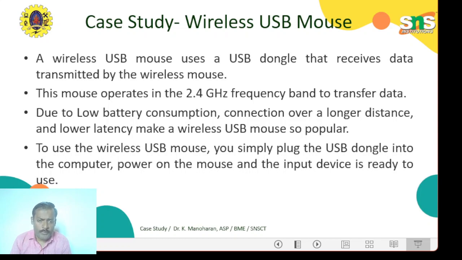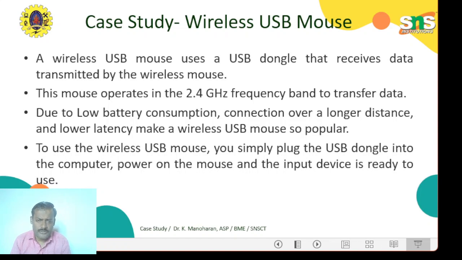Due to low battery consumption, connection over longer distances and lower latency, the wireless USB mouse has become so popular now. The main reason for low battery consumption is the latest VLSI technologies. CMOS transistors are used, so automatically the power consumption will be less. We also prefer long distance communication so that the mouse can be operated effectively, and lower latency so that the response time will be quick. Whenever you move the mouse, you get an immediate response.